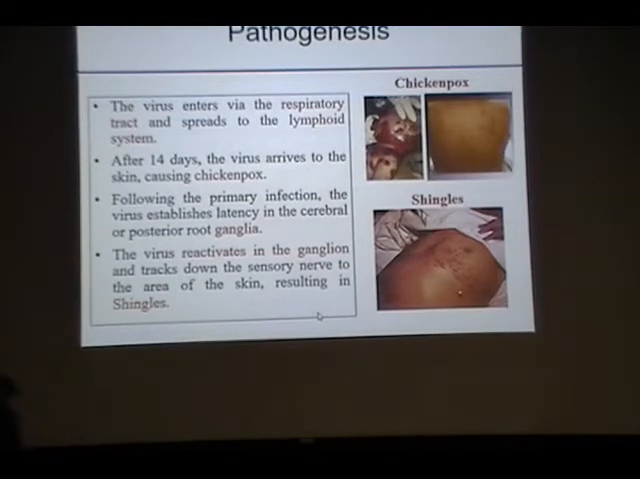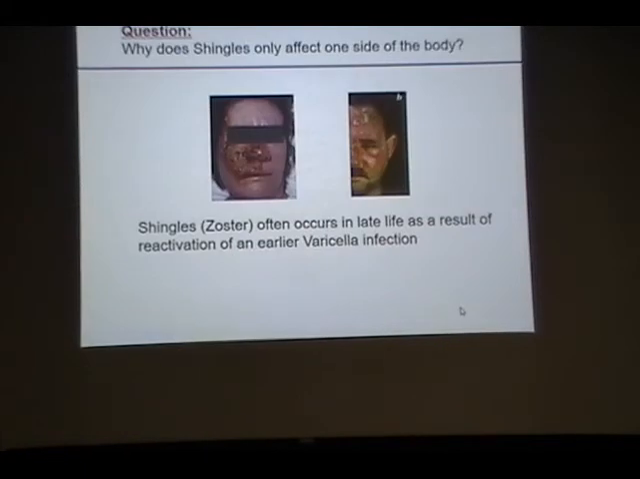So there's a big difference between shingles and chickenpox. When you have shingles, usually it affects one side of your body. It's not like chickenpox. When you have chickenpox, it's everywhere on your body. But when you have shingles, usually what you see is it affects one side of your body. So the question to you is why this happens? Why does shingles occur only on one side of your body?